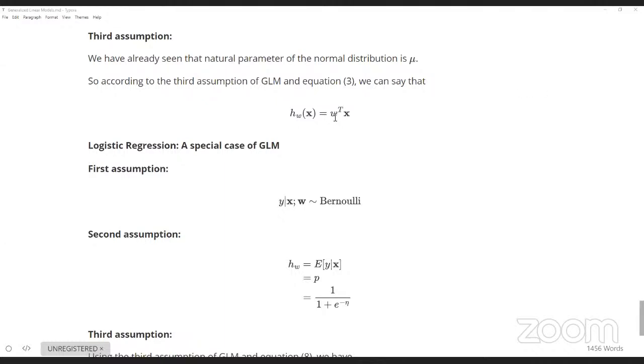If I may add, what we're saying is W transpose x is a random variable which belongs to a normal distribution. That's why you get a mu. Yes, exactly. Okay, thanks.